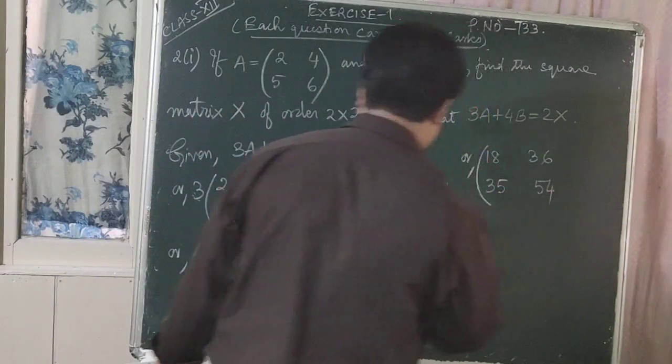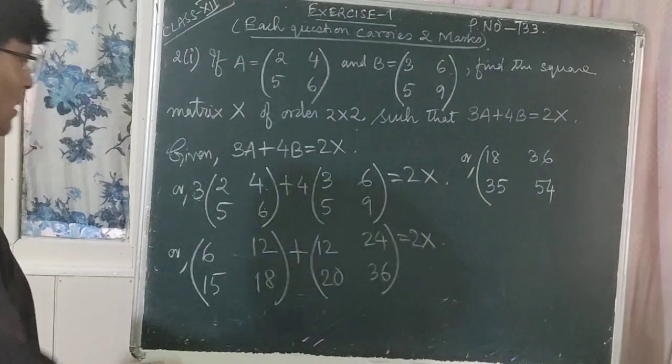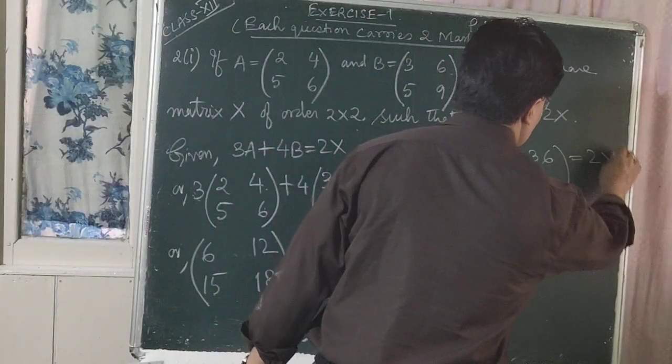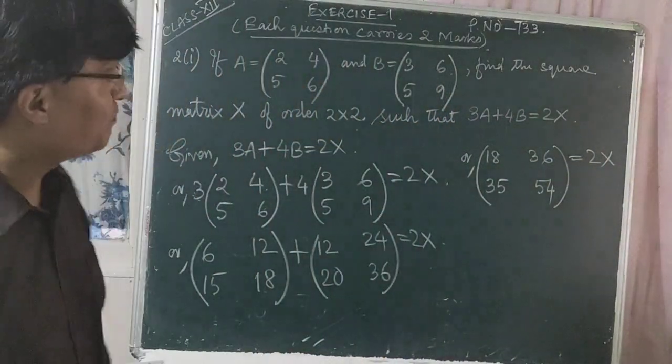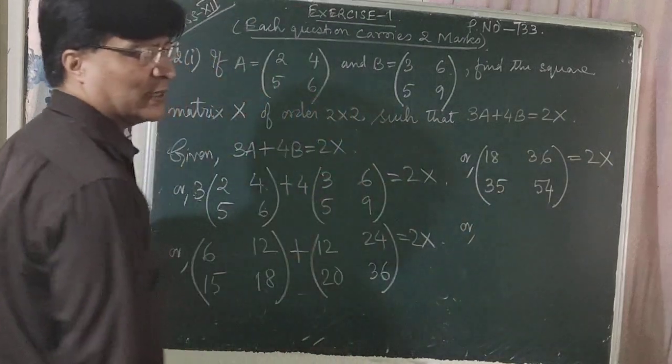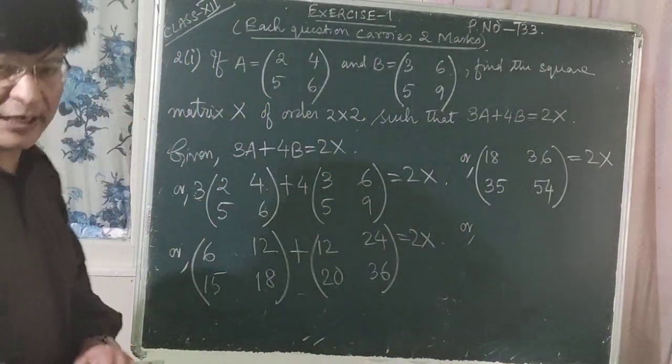So it is 54. 8 plus 6 is 14, 4 plus 1 is 5. That is 54, which is equal to twice x. Is it clear now? Now we have to get the value for x. Let us take these two to the left hand side. It is just like solving an equation.